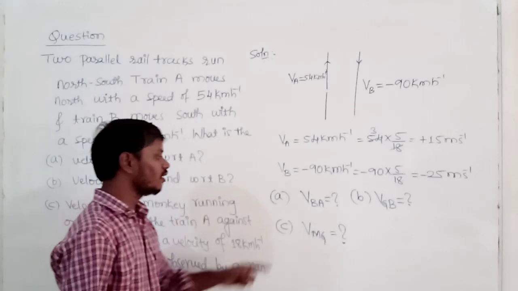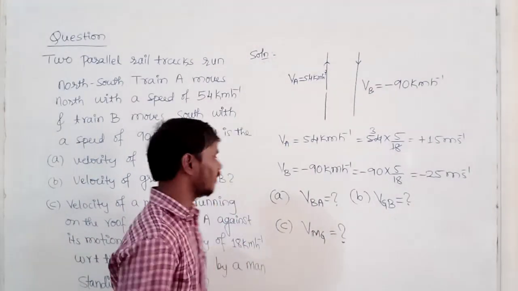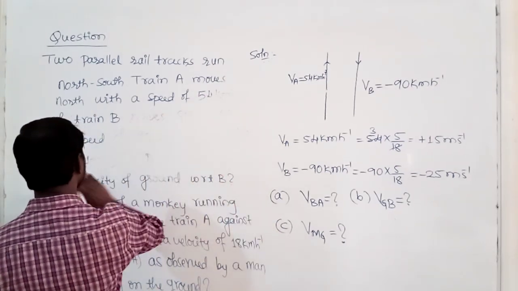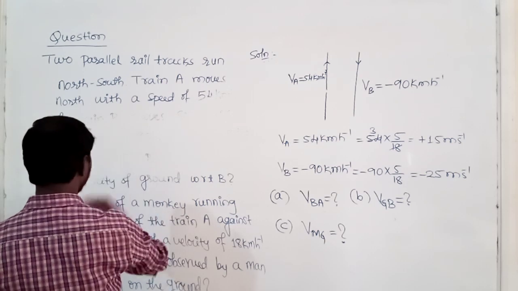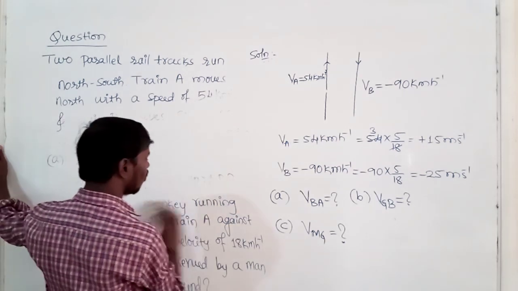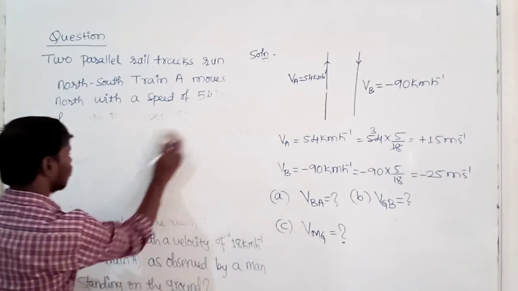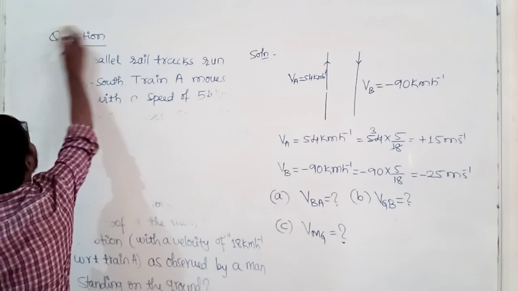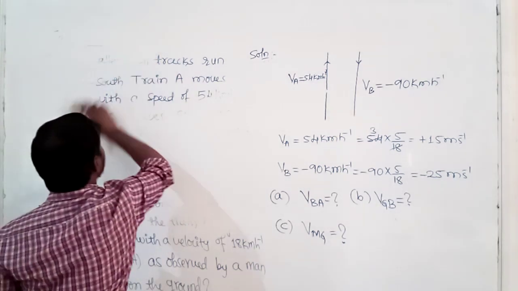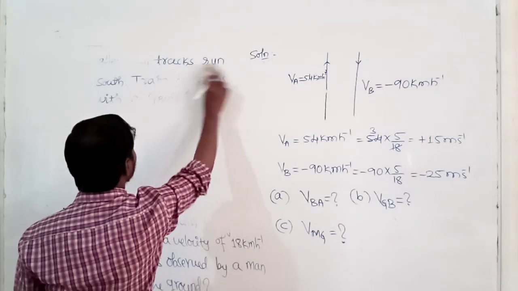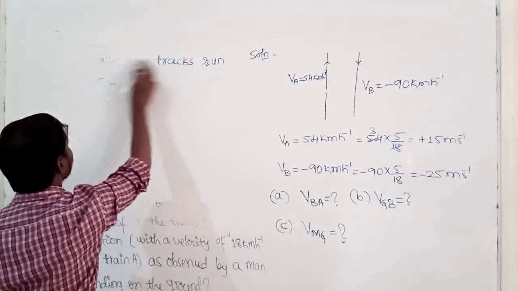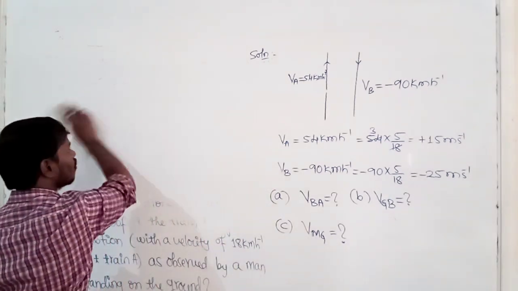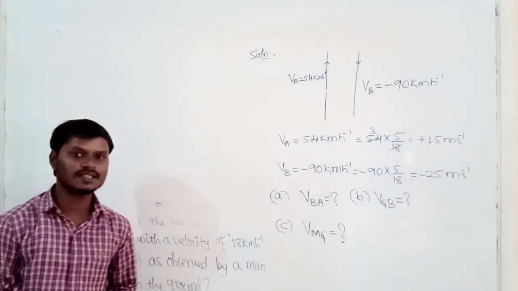Then how to find the velocity of the train B with respect to A? Already we know the formula used to find relative velocity, the relative velocity of one object with respect to another object. See here, train A is moving in which direction? North direction. And train B is moving in which direction? South direction. Then the velocity of train A can be taken as positive, and the velocity of train B can be taken as negative.